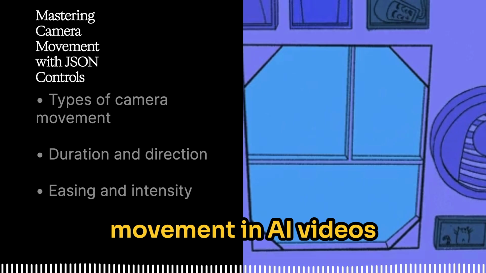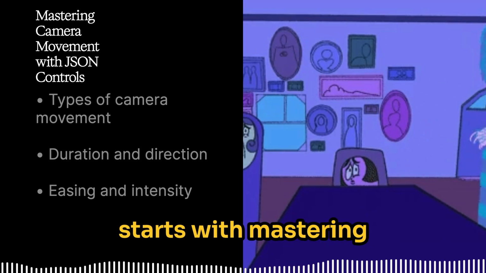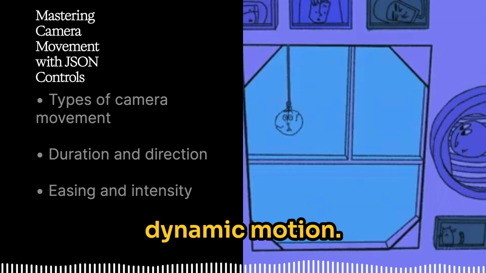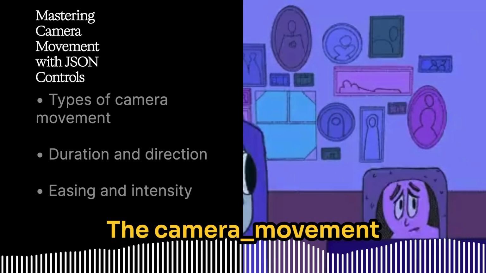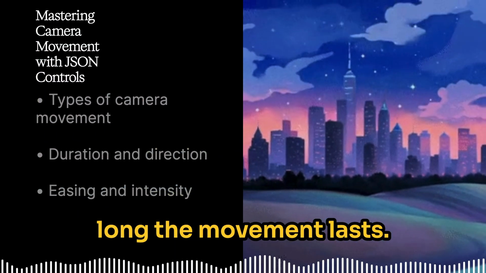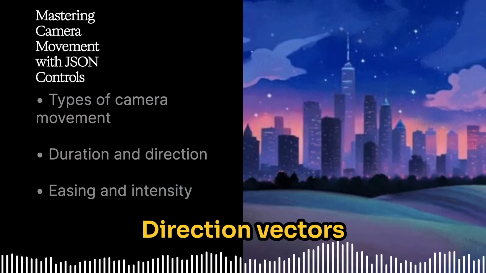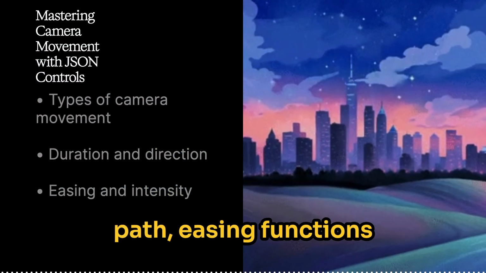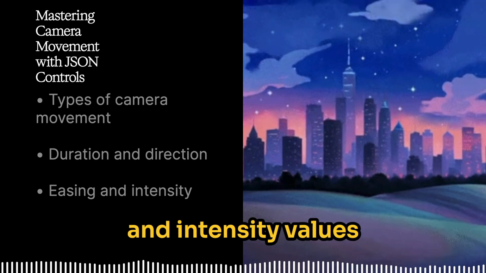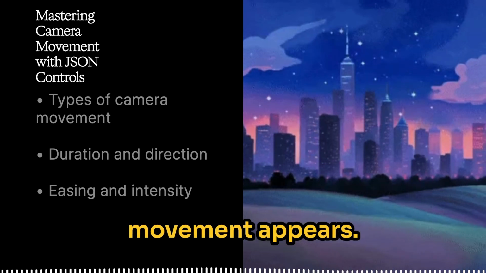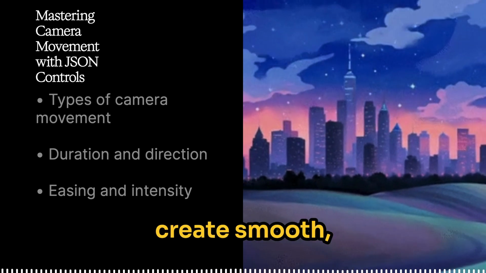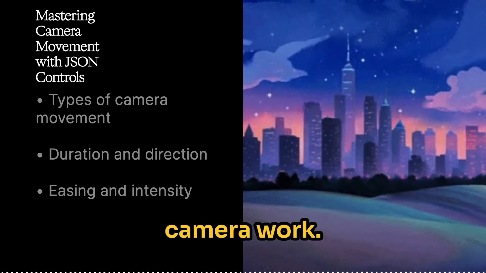Understanding camera movement in AI videos starts with mastering the JSON controls. These parameters are your tools for creating dynamic motion. The camera movement type determines the basic motion pattern, while duration controls how long the movement lasts. Direction vectors guide the movement's path. Easing functions control the acceleration and deceleration, and intensity values determine how pronounced the movement appears. These elements work together to create smooth, professional-looking camera work.